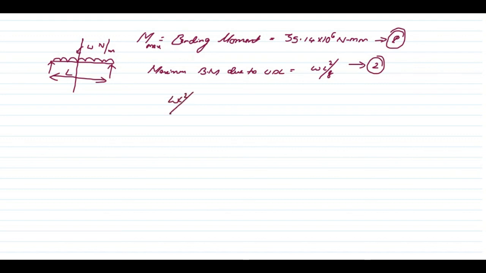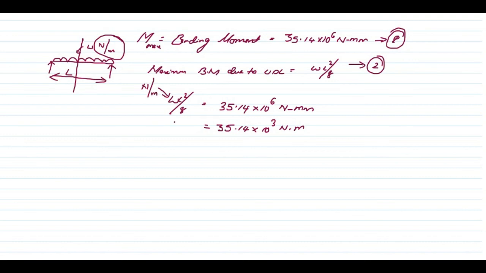WL square by 8, which is equal to 35.14 into 10 to the power of 6 Newton mm. So now I'm just converting this into some other unit, in meter. 35.14 into 10 to the power of 3 Newton meter. Why did I convert this into Newton meter instead of Newton mm? Because W here, how did I consider this? In Newton per meter. So everything should be in Newton and meter only.